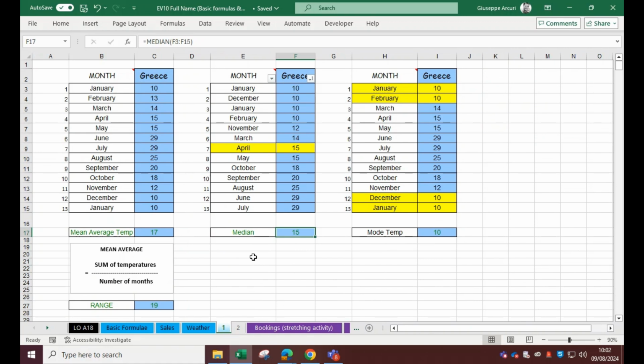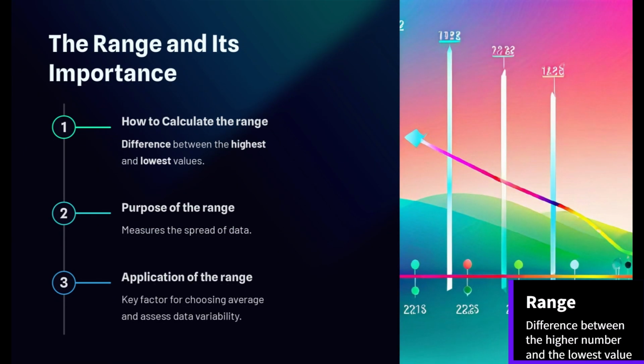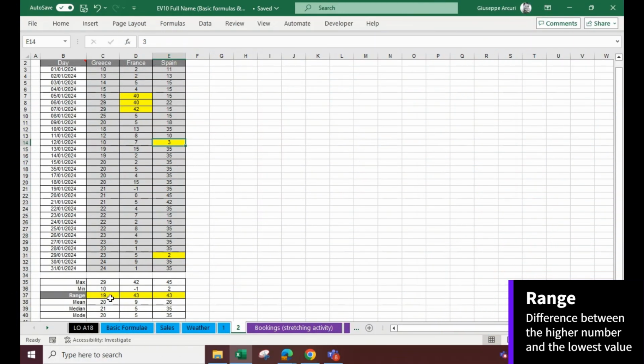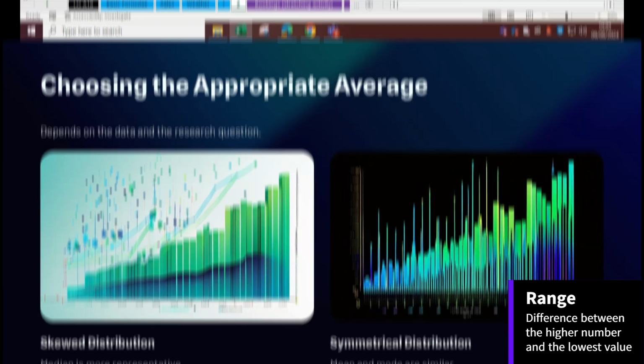In this specific example, as the range is relatively low, it makes sense to use the mean average. It is clear that the range plays a pivotal factor in choosing the right average. As the range is the difference between the highest and lowest values in a dataset, it gives us an idea of how spread out the data is. If the range is small, the data is relatively close together, therefore the mean offers a good representation of the data. If the range is large, it indicates that the data is spread out widely. The median is often a better choice than the mean because it is less affected by outliers, which are the minimum and the maximum values.